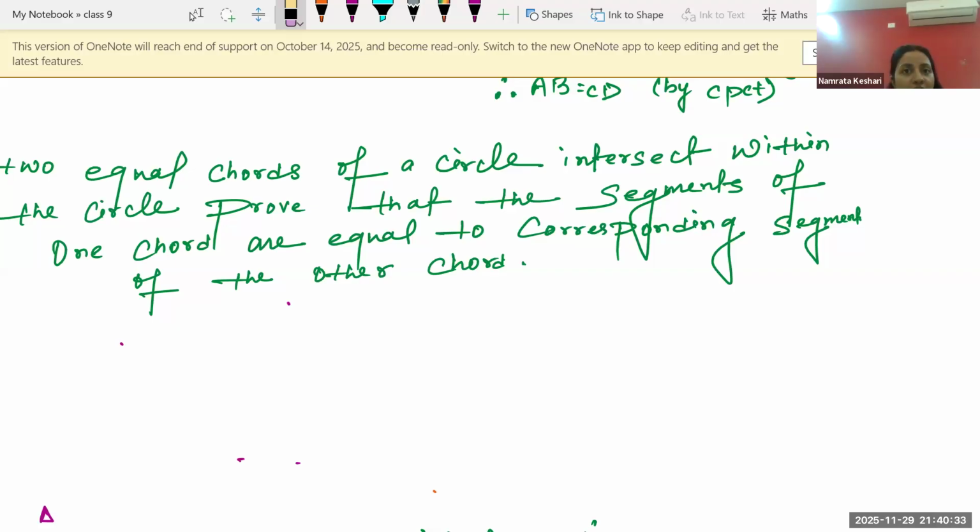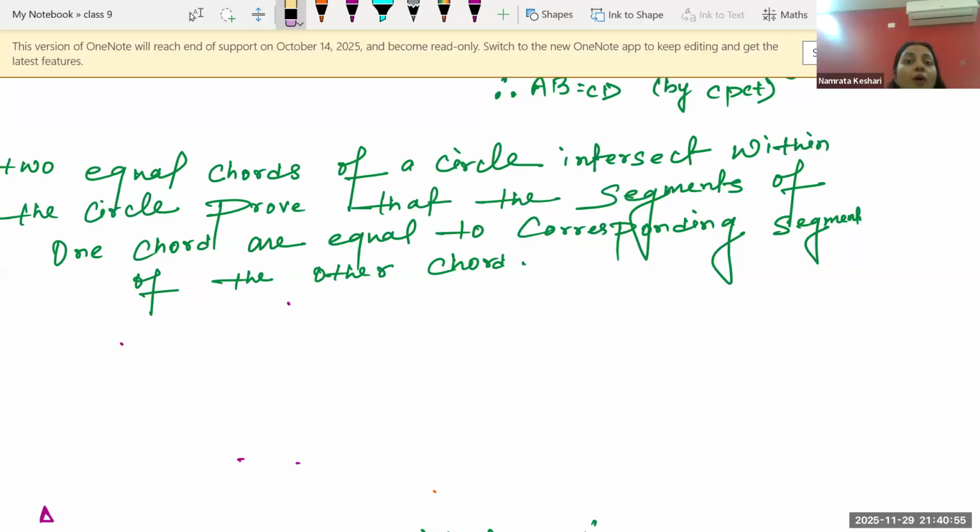Okay, I'm not understanding what the statement says. So I need to read it carefully, word by word. Let's read it. Two equal chords. Okay, this much is making sense to me, that two chords are there which are equal. Equal means equal in length. Two chords equal in length. This much I am understanding.